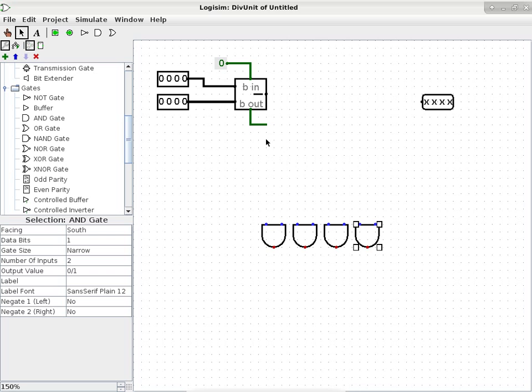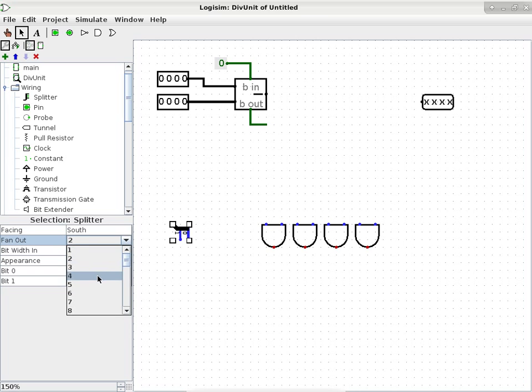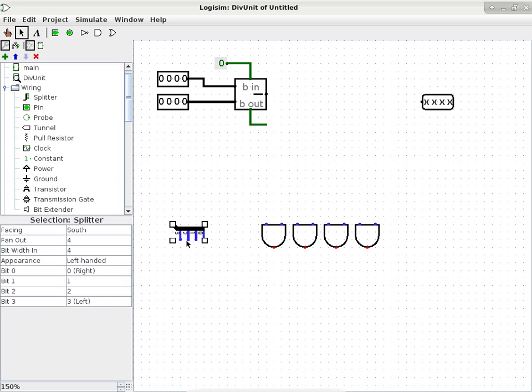We know that 4 of these have to come from the second number, which is this one here. So now we need a splitter. I'm going to do it the long way first. This is the long way to do it. So the splitter, I'll make it face south, break it all up. The fan out is going to be 4, and then we have 4 bits here.